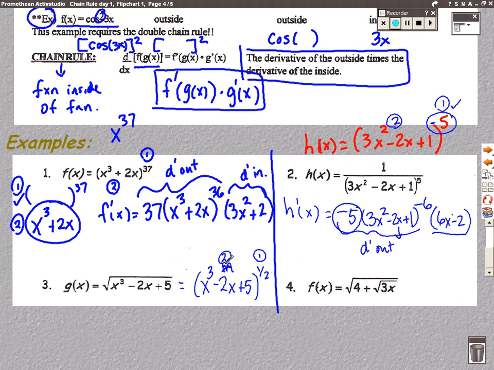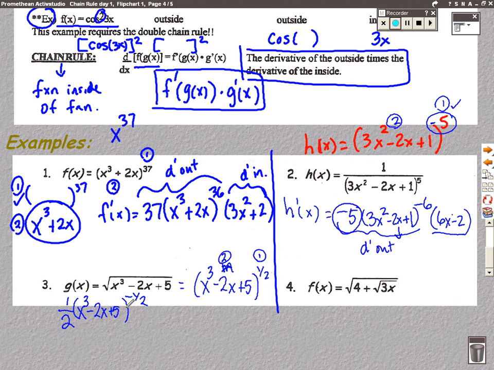Alright, so we're always going to deal with the outside function first. So applying the power rule, we will have 1/2 of the quantity, decrease the power by 1 to the negative 1/2, and the inside just comes along. We don't change anything at all.